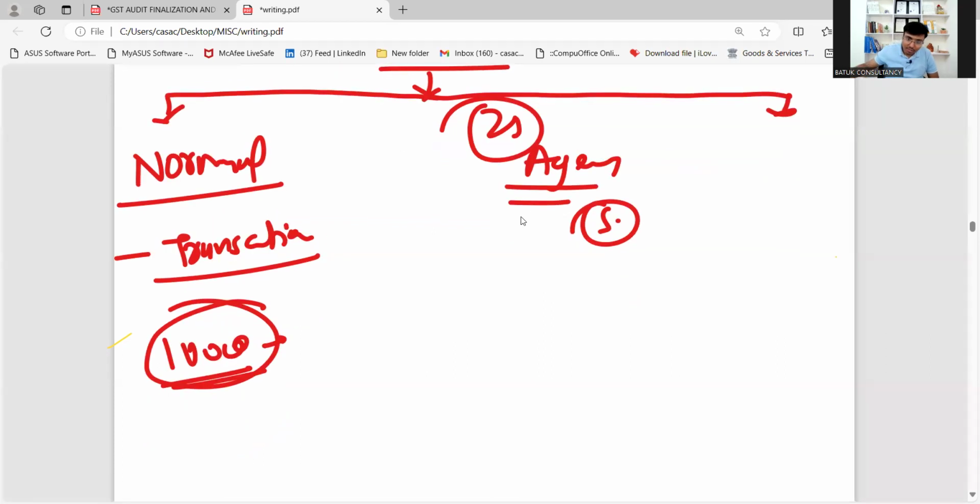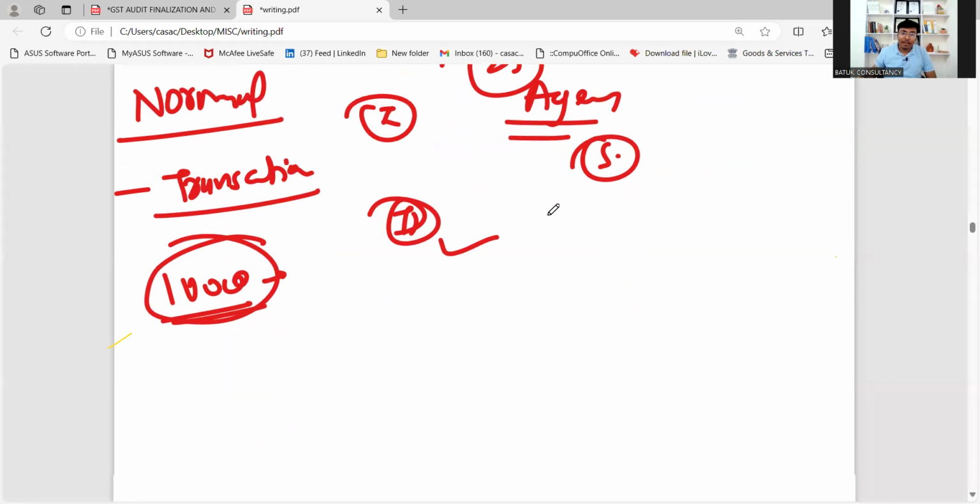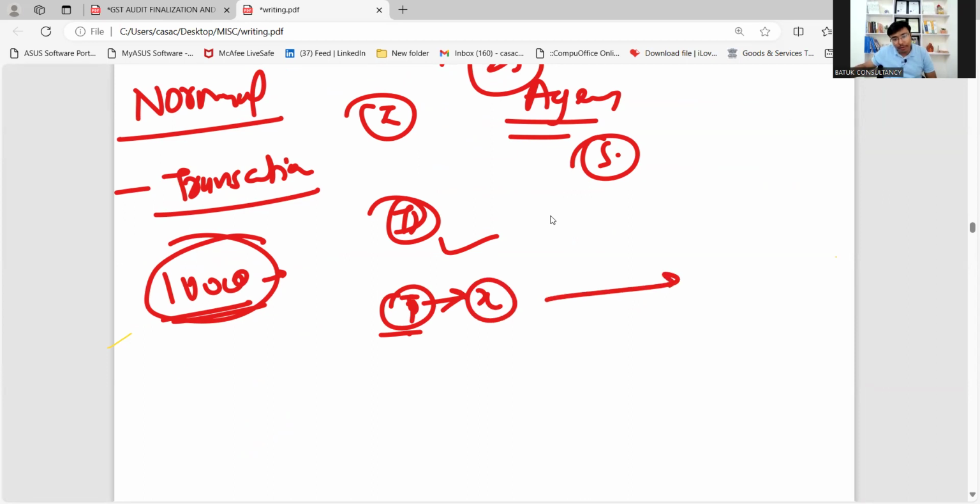Okay, next, this is my first situation, which is agent. Second, suppose there is any branch transfer. In that case, the same example we have already taken for the branch transfer. Okay, now suppose X is going to provide a particular product to Mr. Y for 1 lakh rupees.